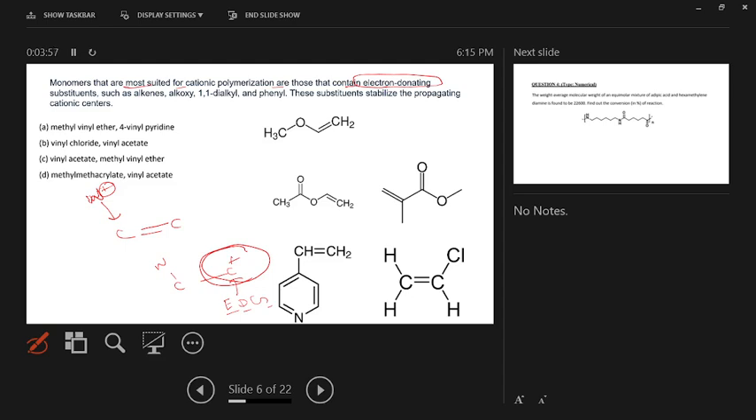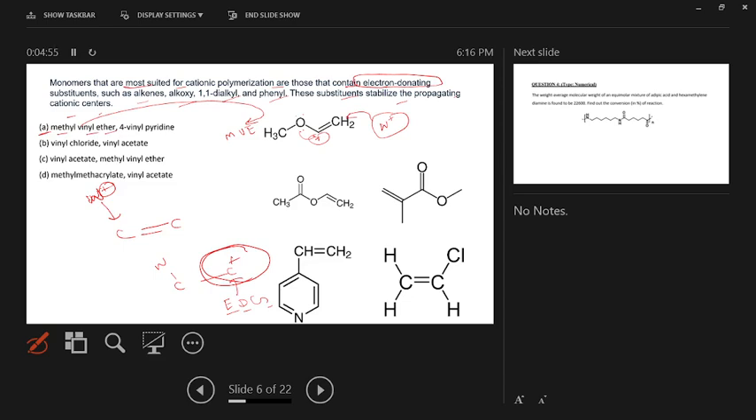We already know that alkyl, alkoxy, 1,2-dialkyl, and phenyl substituents stabilize the propagating cation center. If we discuss the first molecule, methyl vinyl ether, this is the compound, a methyl ether. Suppose N plus attacks here, then the plus charge will be on the carbon. The oxygen has two lone pairs, so it will be shared, and this cation can be stabilized by resonance.